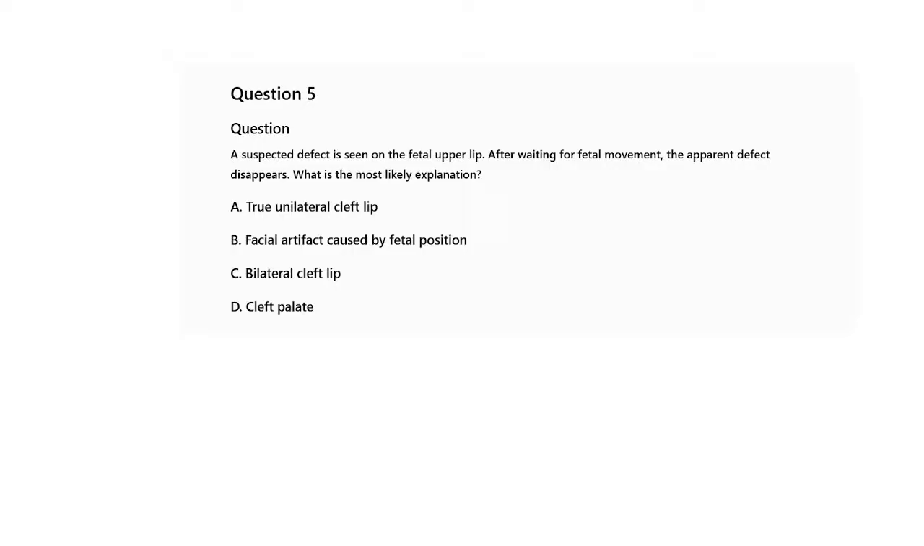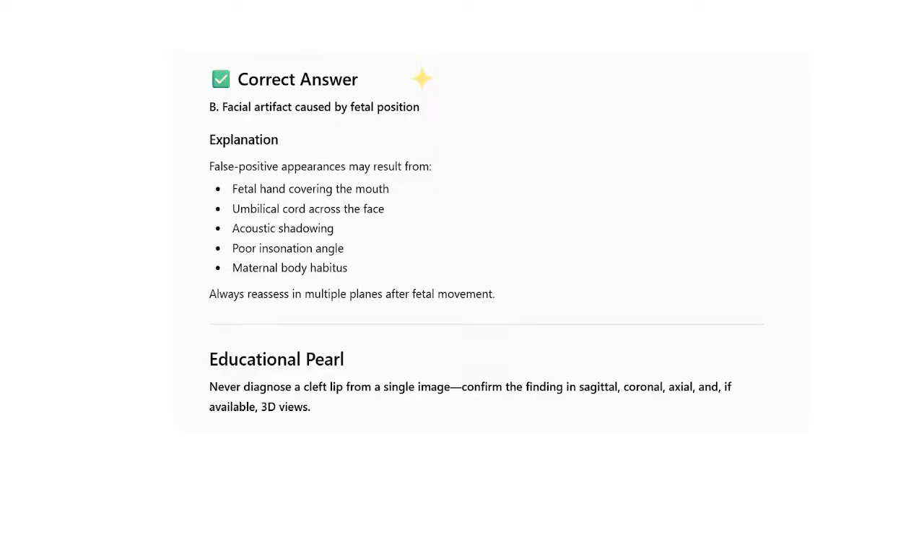A suspected defect is seen on the fetal upper lip. After waiting for fetal movement, the apparent defect disappears. What is the most likely explanation? A. True unilateral cleft lip. B. Facial artifacts caused by fetal position. C. Bilateral cleft lip. D. Cleft palate. So the correct answer is B, facial artifact caused by fetal position.